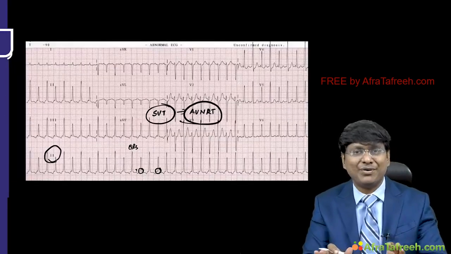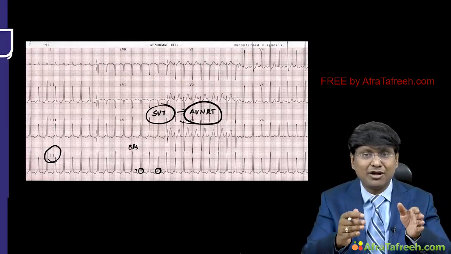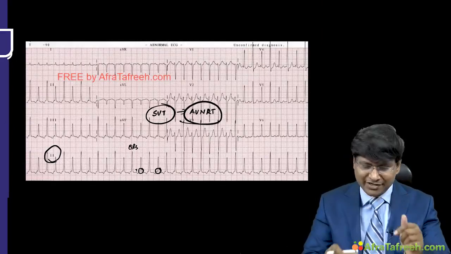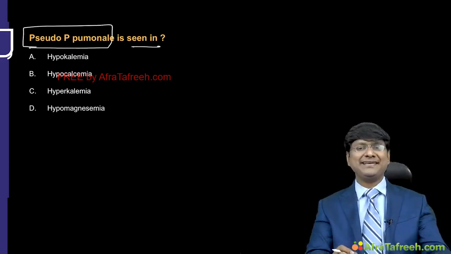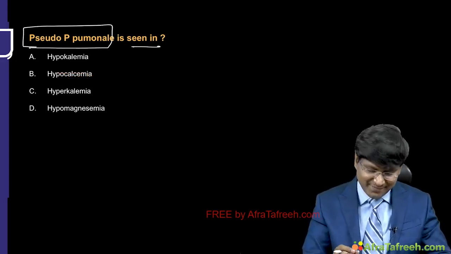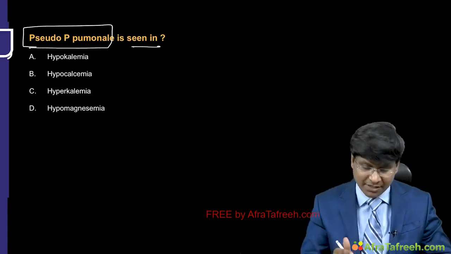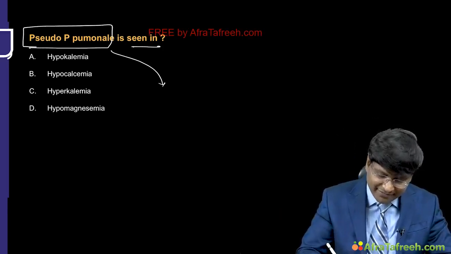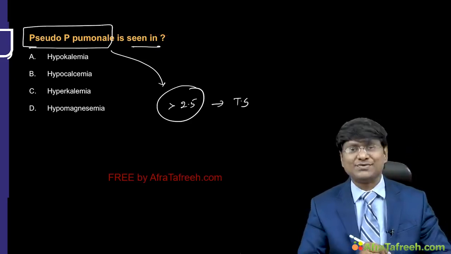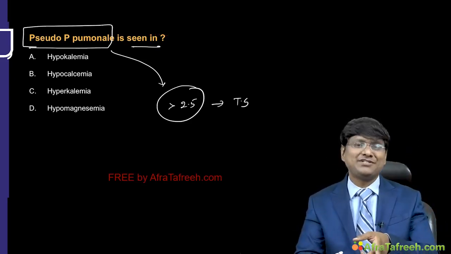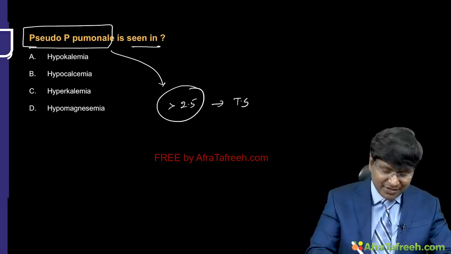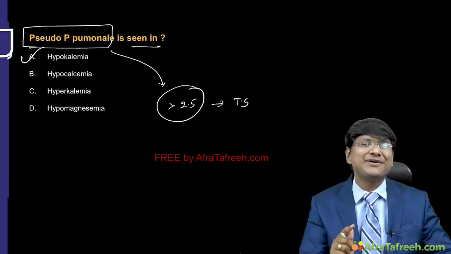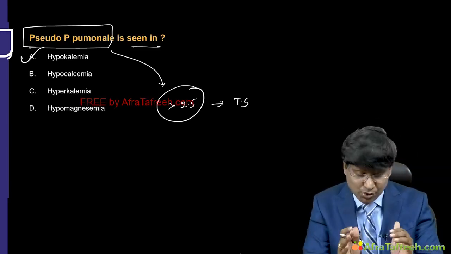Now, after having discussed the abnormalities of the P wave related to abnormal rhythms, one question which was previously asked is the presence of pseudo-P pulmonale. Pseudo-P pulmonale is seen in, the options are hypokalemia, hypocalcemia, hypercalcemia, and hypomagnesemia. What do you mean by P pulmonale? Where the amplitude is more than 2.5 mm. Where do you come across this? In patients with tricuspid stenosis. But in the absence of tricuspid stenosis, if the P wave amplitude is more than 2.5 mm, we call that pseudo-P pulmonale. You come across this in patients with hypokalemia.